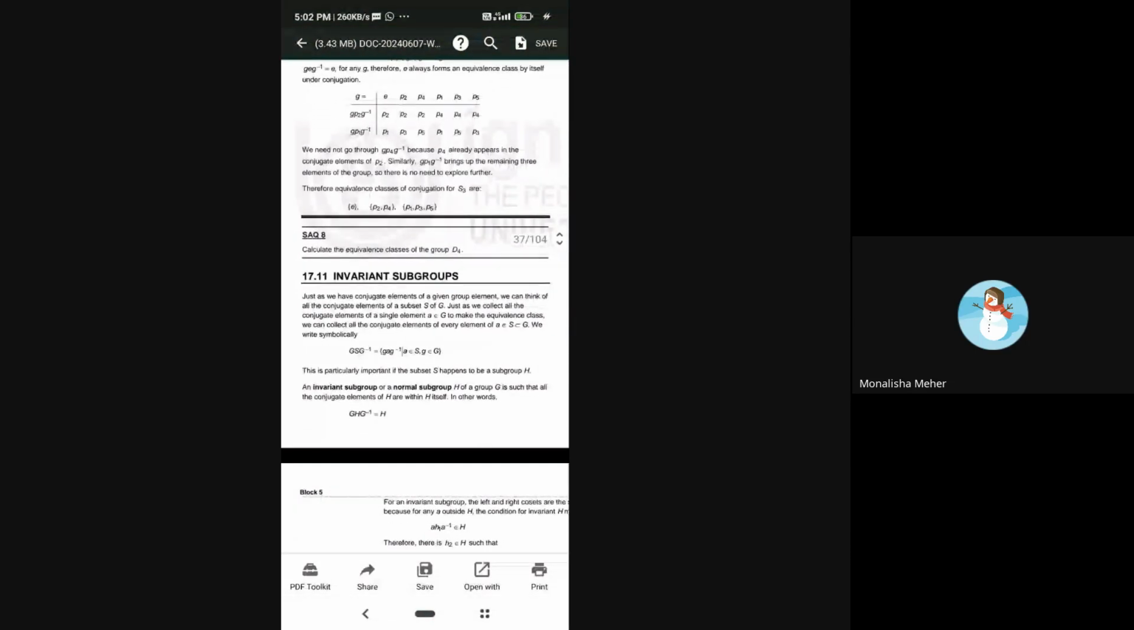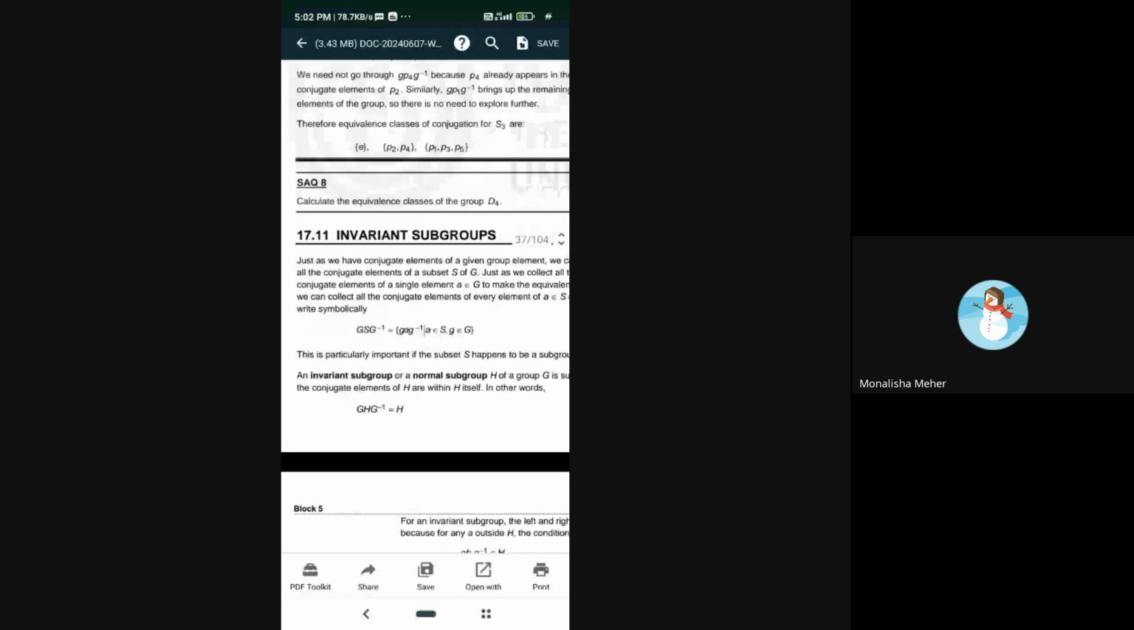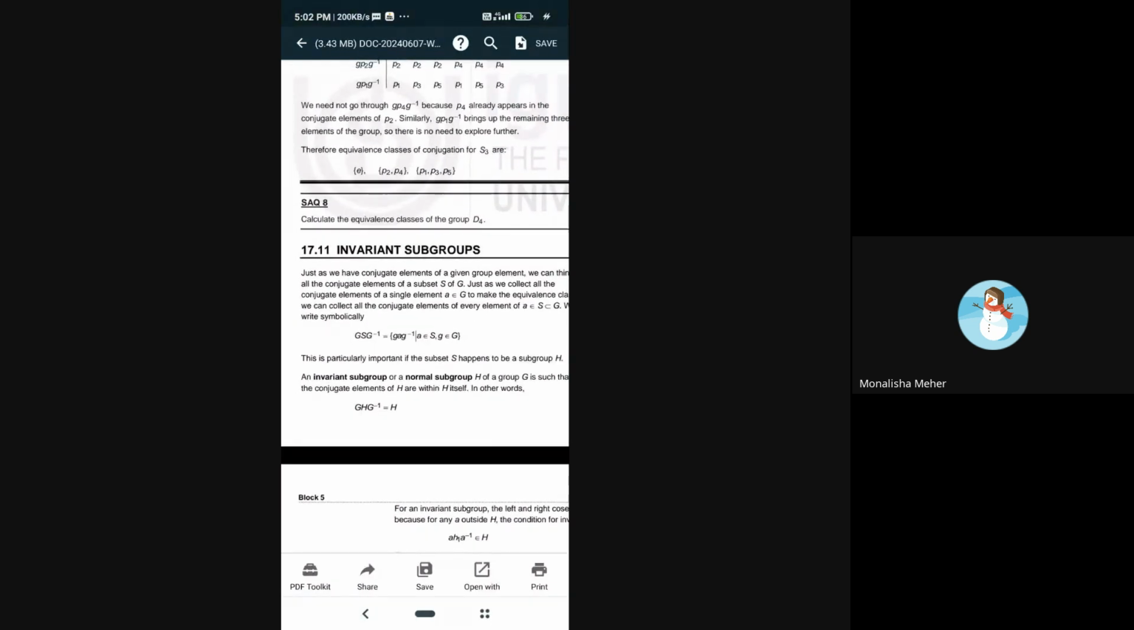Then invariant subgroups. Just as we have conjugate elements of given group elements, we can think of the conjugate elements of a subset S of G. Just as we collect all the conjugate elements of a single element A belonging to capital G to make the equivalence class, so we collect conjugate elements of every element A belonging to S, which is a subset of G. We can write it symbolically as G S G inverse is equal to G A G inverse, where A belongs to S and G belongs to G.